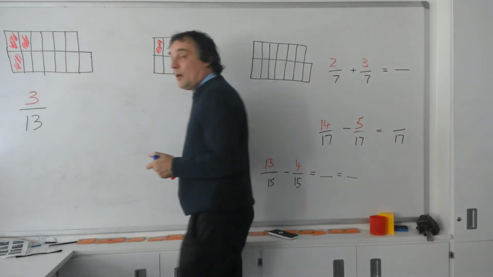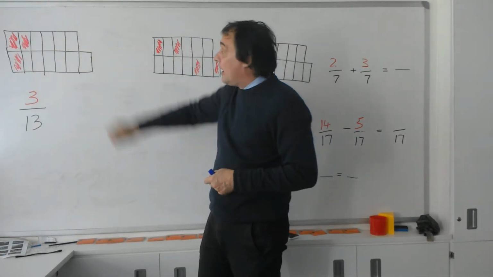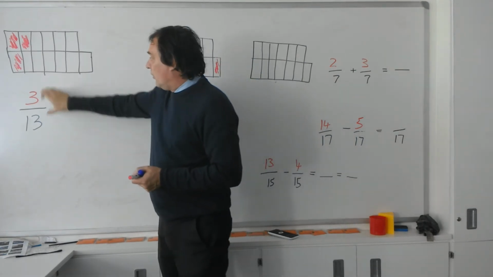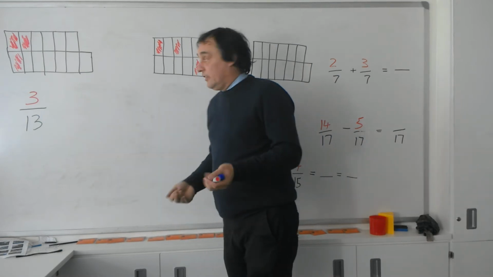And we call that bottom number our denominator of the fraction, which is the total of all the squares, and we call the top number the numerator. That's the red number on the top there. So we call that 3/13.